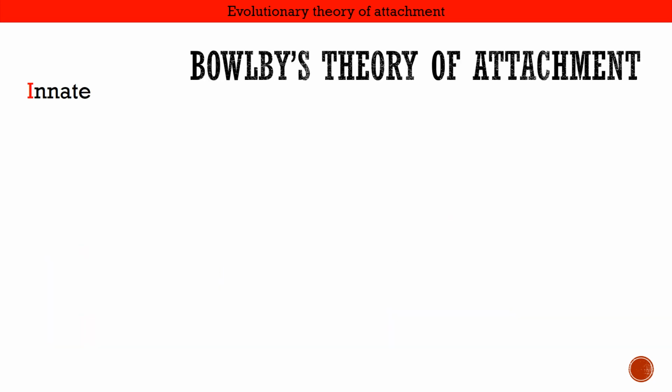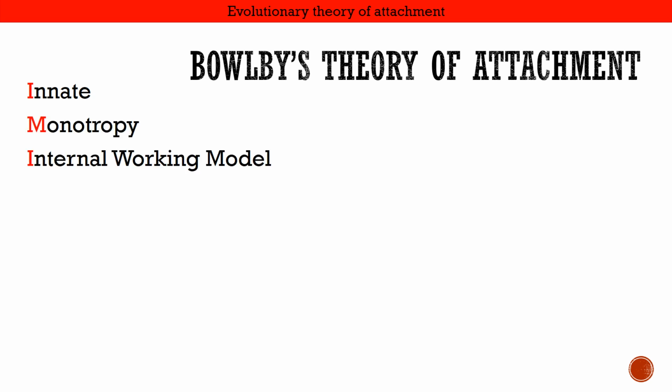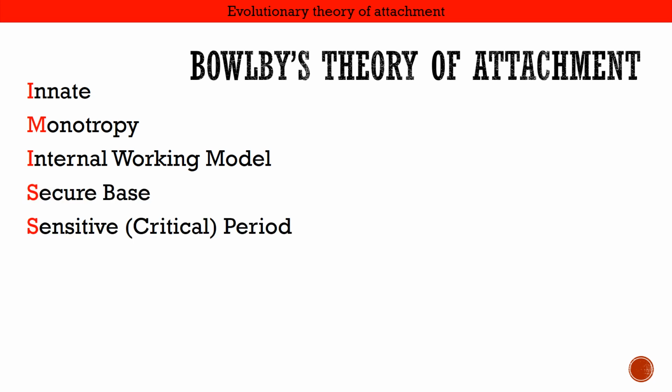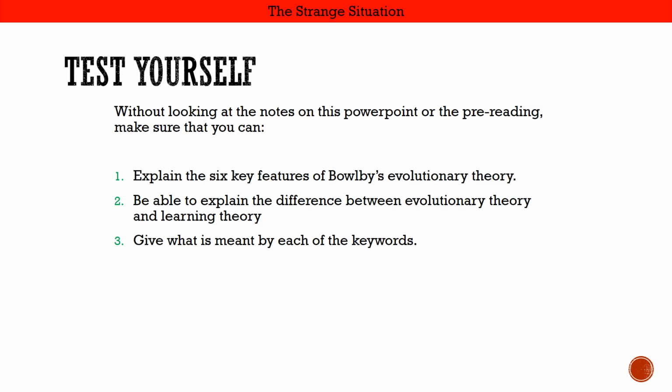So, to recap, Bowlby's theory of attachment, a good way to remember the different features, there's 6 in total. Number 1 is innate, number 2 is monotropy, number 3 is internal working model, and then we've got 3 S's, doesn't really matter what order they go in, but you've got secure base, sensitive or critical period, and finally social releasers. So if you can try to remember this as IMISS, IMISSS, and this should help you in the lesson.